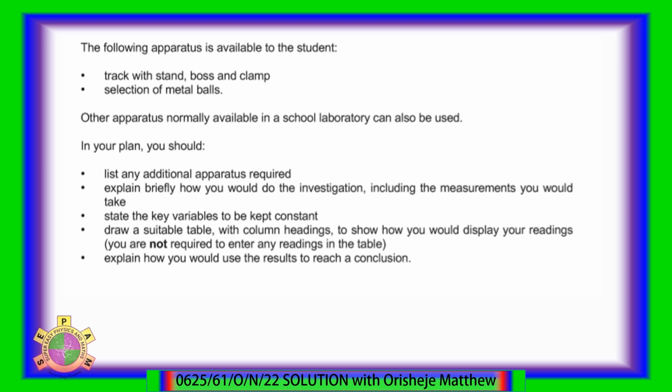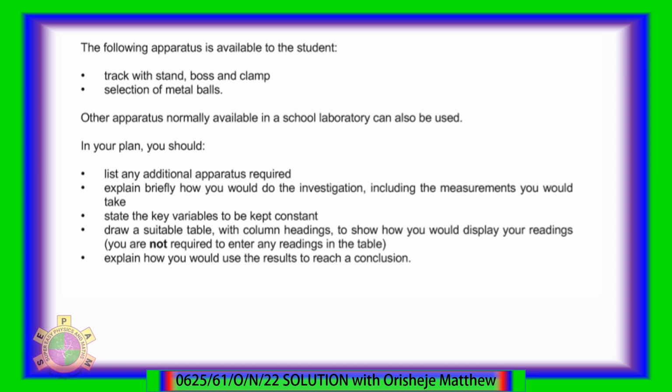Now these are the steps you must follow. The following apparatus are given to you: track with stand, the balls and the clamp, selection of metal balls. Other apparatus normally available in the school laboratory can be used. So you see now there are some important, for example, what will you use to measure the distance? It's not given to you. So you need a measuring tape or a ruler to measure that. And then also I think a protractor.